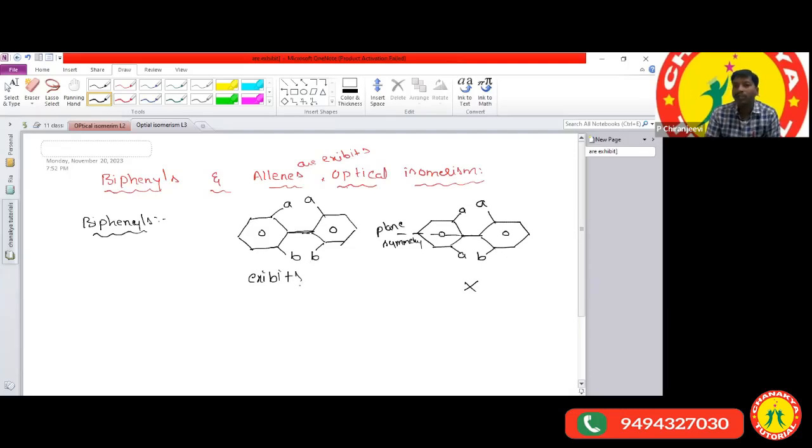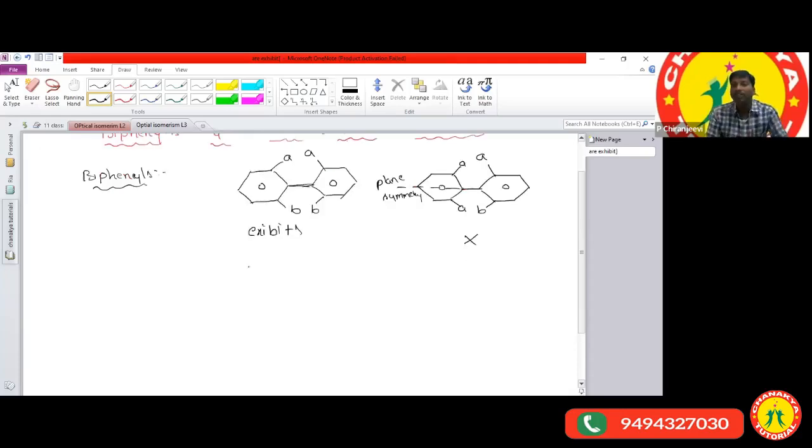Can I give one question based on this? I'll give one example. Let us see which of the following molecules exhibit optical isomerism and which do not. My question is: which of the following exhibits optical isomerism? First option, Option A.